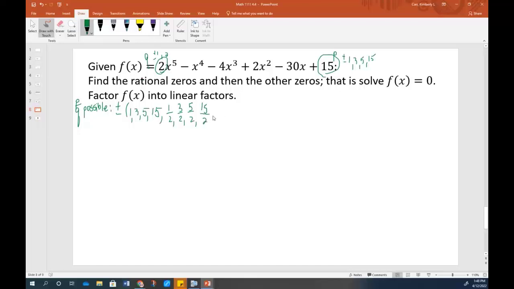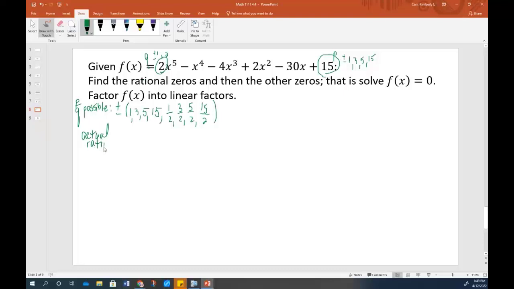Now let me say, if you did have something that reduced, so like suppose that this number right here had been a 3, 15 over 3 is 5. And if you've already got it listed, you've already got it listed. You don't have to list it again. But now my possible list of rationals is twice as long as it looks like here because it's all of these as well as all of the negatives of them.